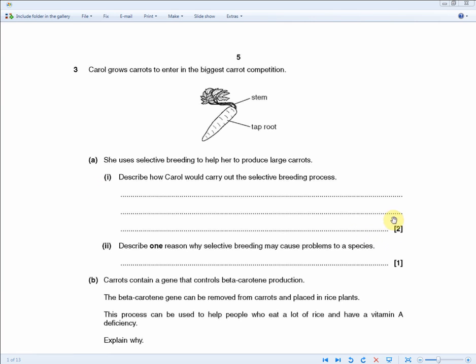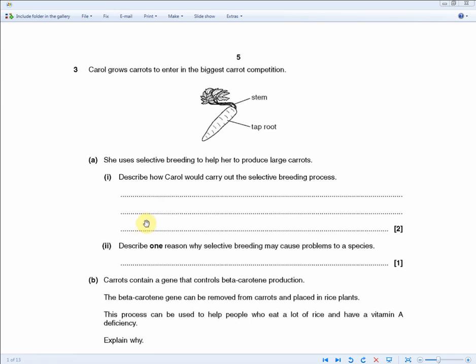So for 2 marks, a similar question that we've already seen, where they're asking you to explain how selective breeding works, and the same amount of marks are also awarded. So basically 2 points to mention to get the 2 marks. So the first point is you've got to select the desired characteristics and breed them together. So basically get a large carrot plus another large carrot and breed them together.